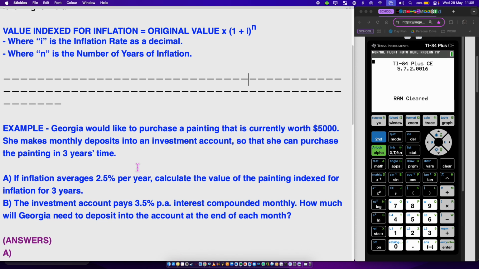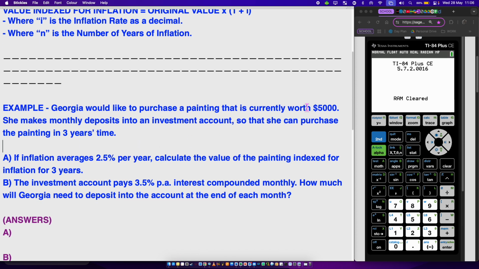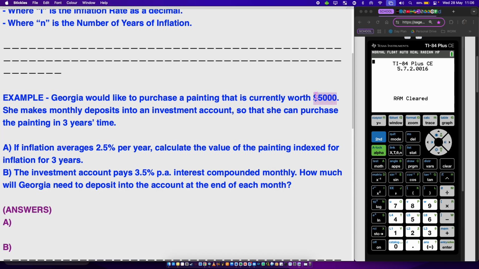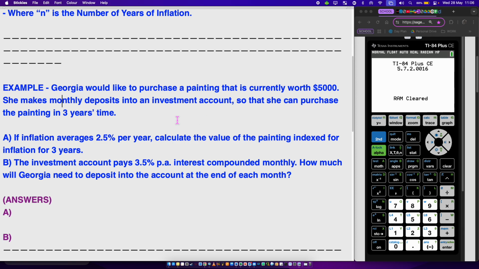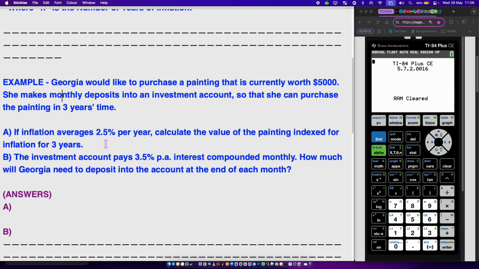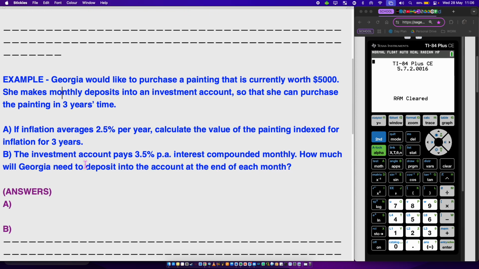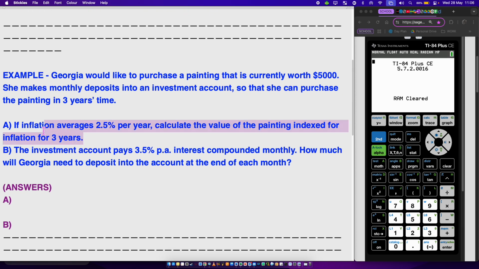All right, Georgia. Georgia wants to buy a painting for $5,000. She can't afford it right now, so she's going to deposit money into an investment account so she can buy it in 3 years' time. What's the problem with that? The price of things goes up over time. So we have a formula here. If inflation averages 2.5% per year, what's the painting going to be costing in 3 years' time?